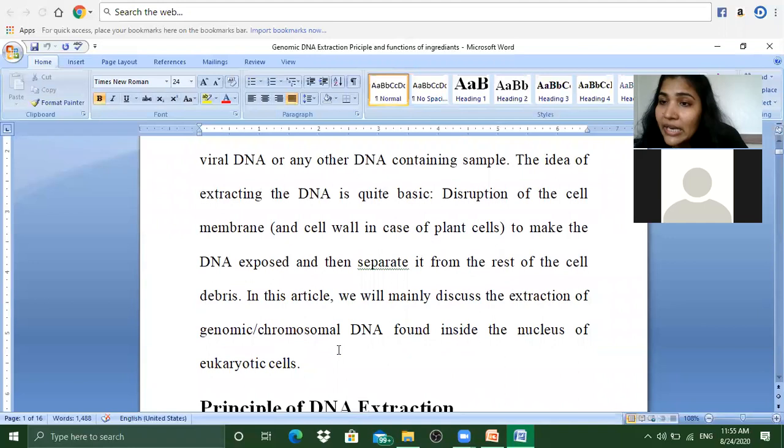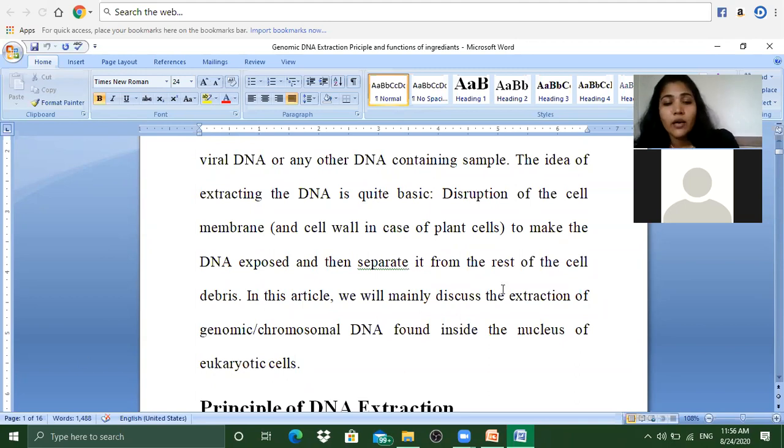Then in this article, we will mainly discuss the extraction of the genomic or chromosomal DNA found inside the nucleus of eukaryotic cells. Okay, we are talking about eukaryotic cells. So what about prokaryotic? Bacteria, etc. You can extract the DNA from bacteria as well. Only a little bit of difference will be there because they don't have a nuclear wall or something like that. So you'll just have to follow a procedure which will break their cell wall, the bacterial wall.